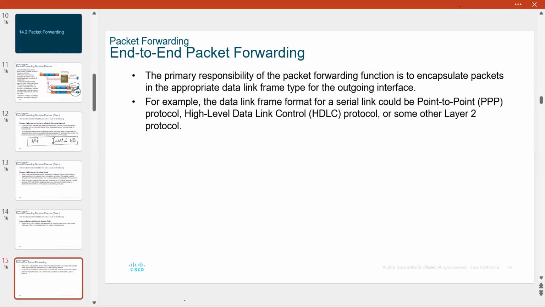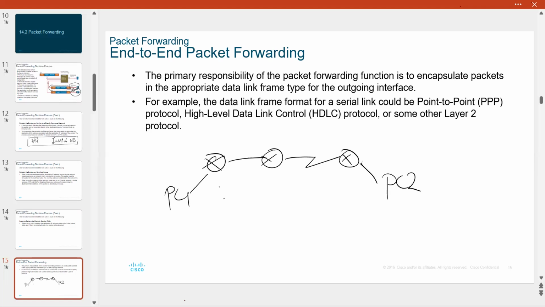Right, end-to-end packet forwarding. The primary responsibility of the packet forwarding function is to encapsulate packets in the appropriate data link frame type. Let's give another example of a network. We'll talk about the types of data link frames. Let's have a network like this one. Router, and we have another network like this. Right. So this is PC1, this is PC2.